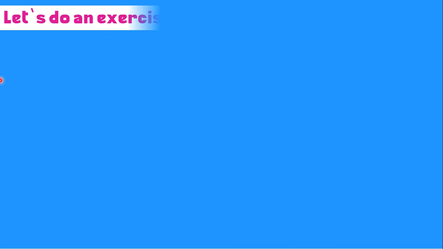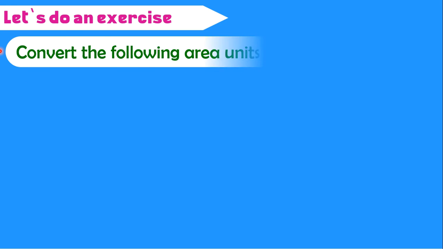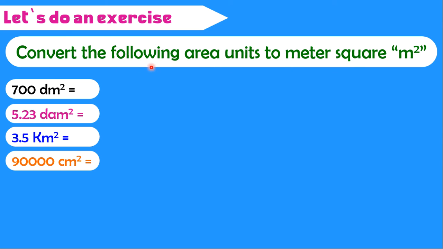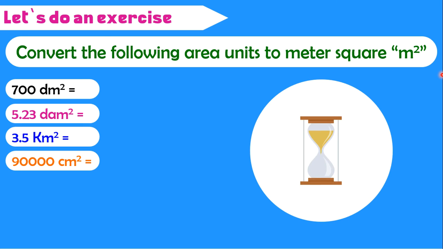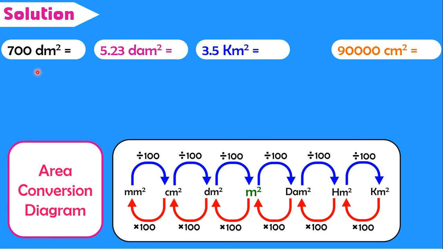This is the idea. So let's do an exercise now. We have to convert the following area units to meter square: 700 decimeter square, 5.23 decameter square, 3.5 kilometer square, and 90,000 centimeter square. We have to convert all of these to meter square. I will give you some time. Now let's do it together. So here we have the diagram.